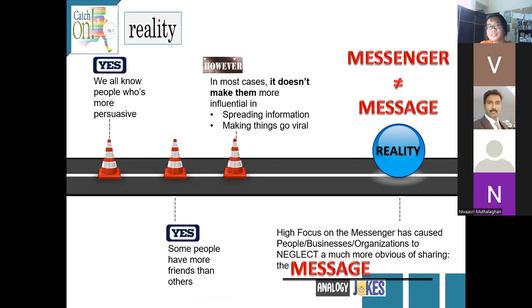So, number 1, we do know of people who are more persuasive. We all know of people around us within our circle who are more persuasive. And yes, some people simply have more friends than others, right? People want to be friends with them, and they actually have more friends as compared to other people. However, in most cases, just because they're more persuasive, just because they have more friends, it doesn't necessarily make them any more influential in terms of spreading information and making things go viral.